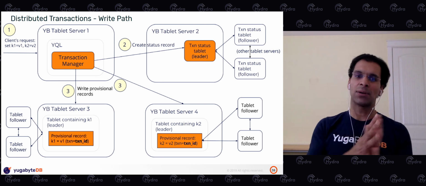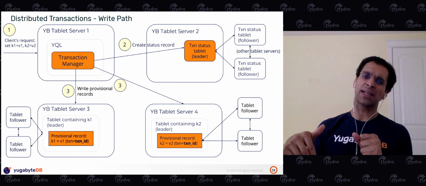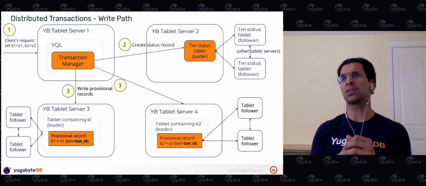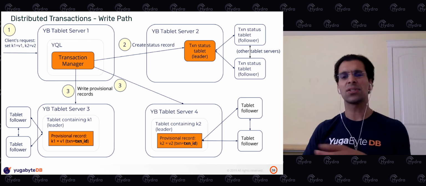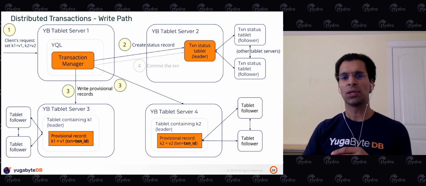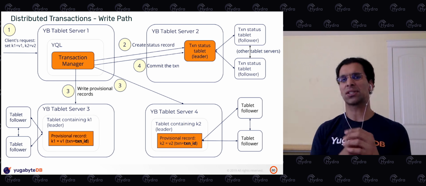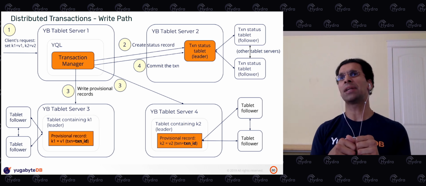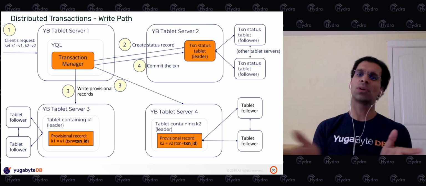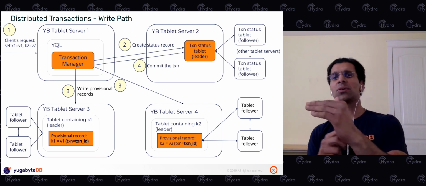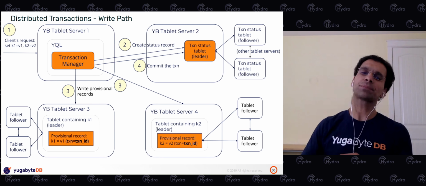Now, if any of these writes encounter another provisional write, then that's going to be a conflict and it has to be resolved accordingly. But let's assume all of the provisional writes go through. Then the next step is to commit the transaction by going to the transaction status table and flipping its value from pending to committed. And if you hit some conflicts and you're not able to resolve them, it's going to go there and flip it to aborted.